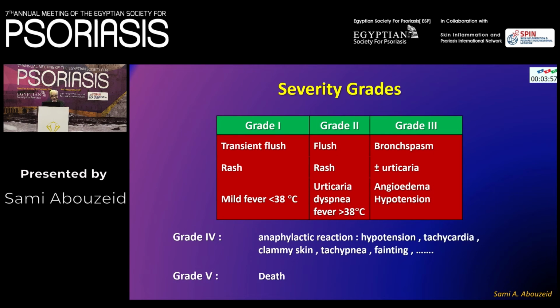These are the severity grades. Grade 1, 2, 3. Grade 4 is anaphylaxis, and grade 5 is death. Grade 1 has transient rash and flushing. Grade 2 has urticaria, dyspnea, and fever higher than 38. Grade 3 has bronchospasm, urticaria with or without angioedema, and hypertension.